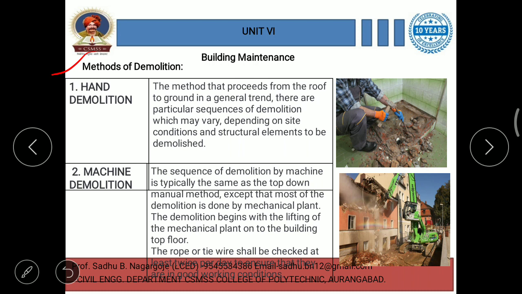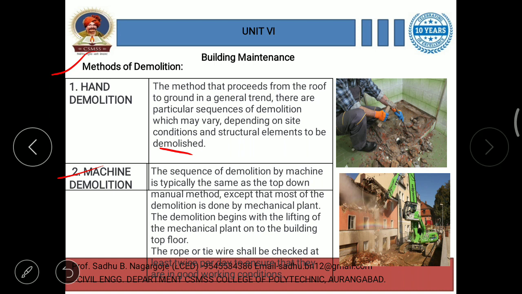Then the methods of demolition. Hand demolition, as the name itself indicates, is the method that proceeds from the roof to ground. In a general trend, there is a particular sequence of demolition which may vary depending on site conditions and structural elements to be demolished. Then machine demolition: the sequence of demolition by machine is typically the same as top down, as in the manual method, except most of the demolition is done by mechanical plant. The demolition begins with lifting the mechanical plant on the building top floor.